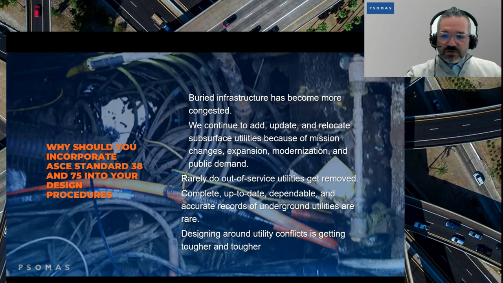Rarely do out of service utilities get removed. This is an important one because sometimes they get removed from the as-built plans and from records, but they're still in the street. So how do we go about identifying those?